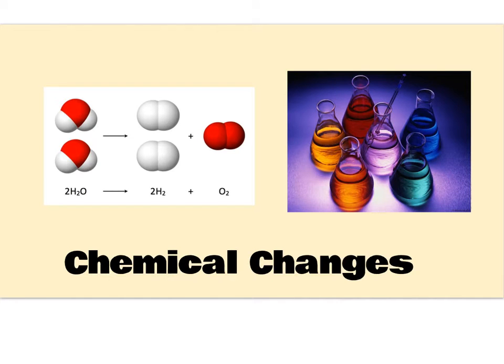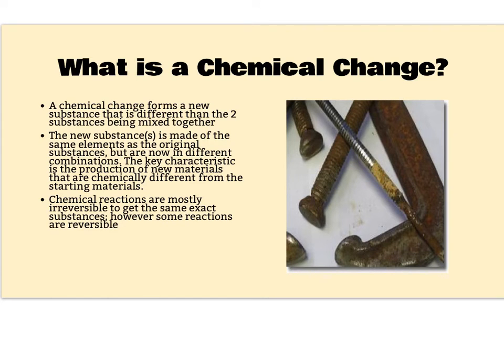Continuing on our discussion, we're going to now talk about chemical changes. What is a chemical change? A chemical change forms a new substance that is different than the two substances being mixed together. The new substance is made of the same elements as the original substances, but are now in different combinations. The key characteristic is the production of new materials that are chemically different from the starting materials.